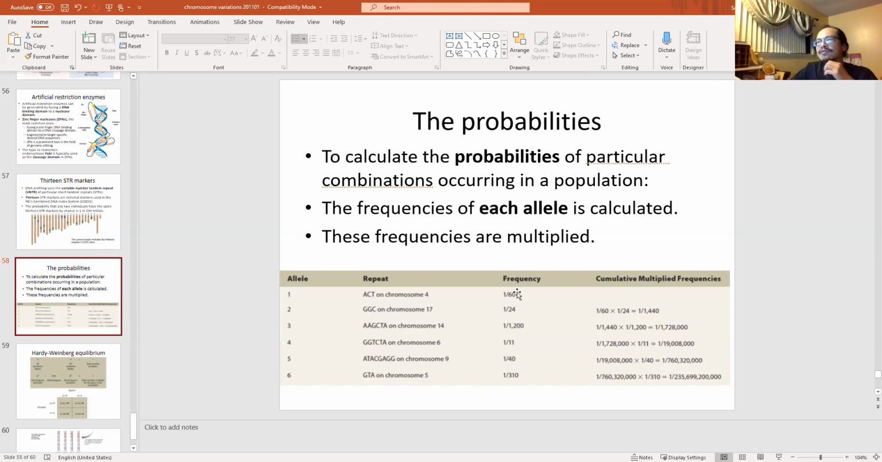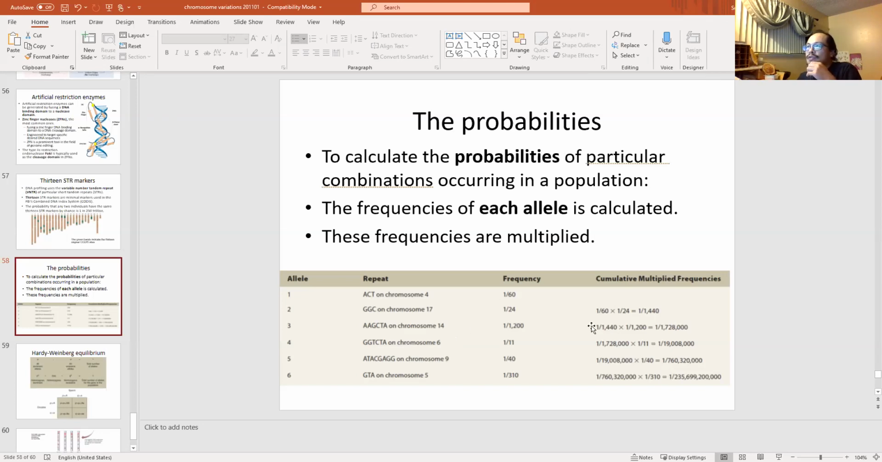How do we know this frequency? Basically, we know this frequency based on human genome-wide studies. So we have the population. We know that in the population, the repeat located on chromosome 4 has this frequency, that only 1 in 60 have that number. And so that's a frequency. If you have the second one identical, say the frequency is 1 in 24. So you have the frequency for each individual based on this genome-wide study.